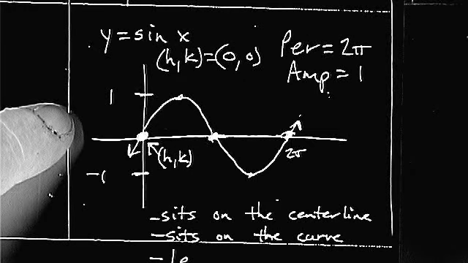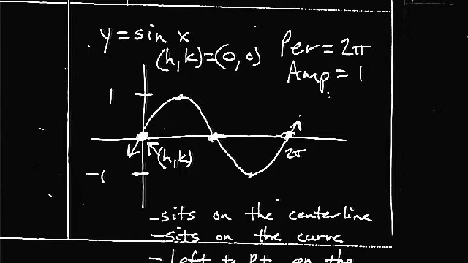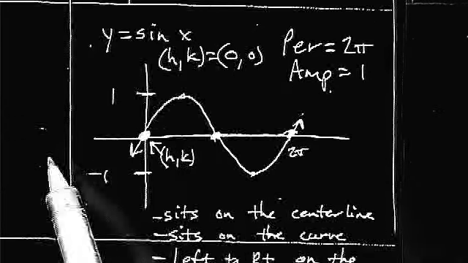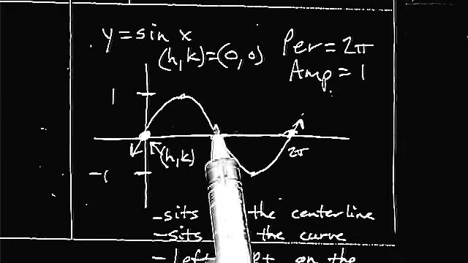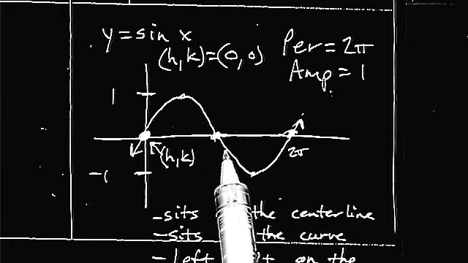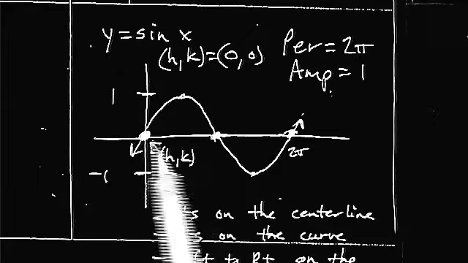And if you think from left to right, it would be on the way up. Kind of like a roller coaster idea. If you're traveling on a roller coaster, you'd be on the way up versus the center line on the curve on the way down. It's not that one right there. It's definitely this one.